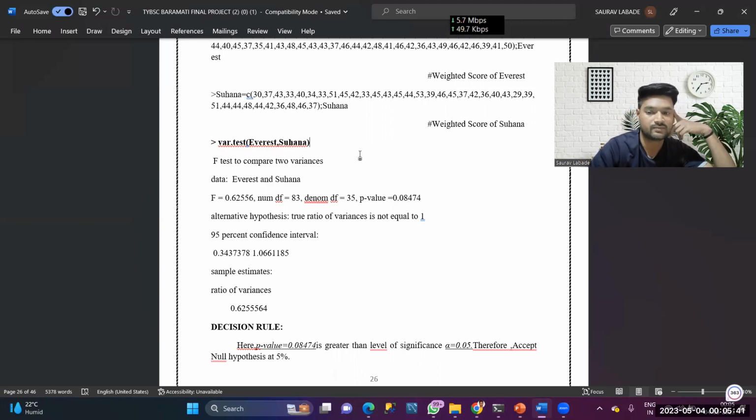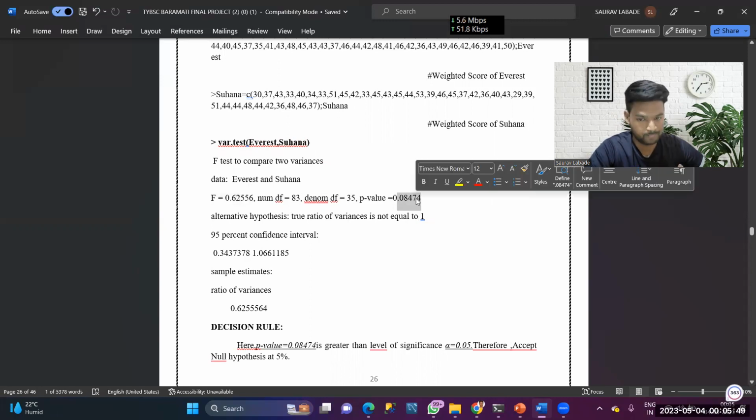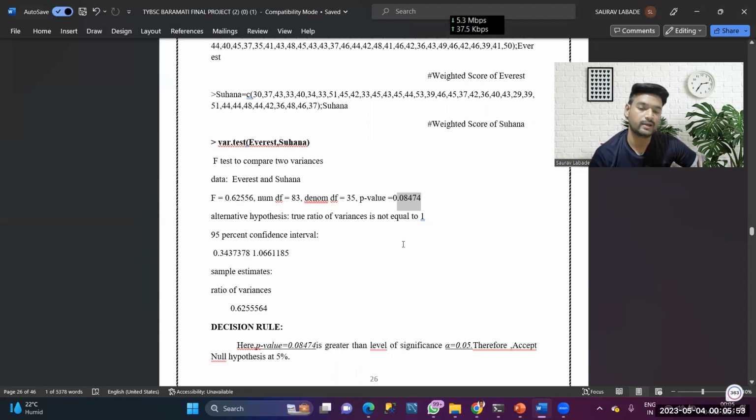From that F test I will get the value of capital F, so this capital F is 0.62556 and the P value is 0.08. Now to test, I will compare this P value with the level of significance alpha. That is the procedure.